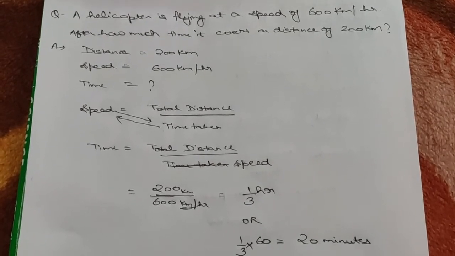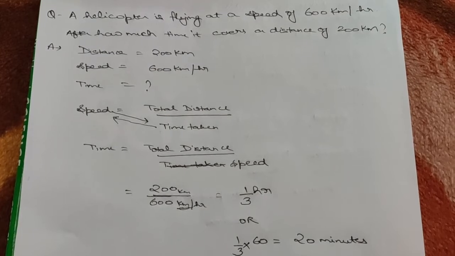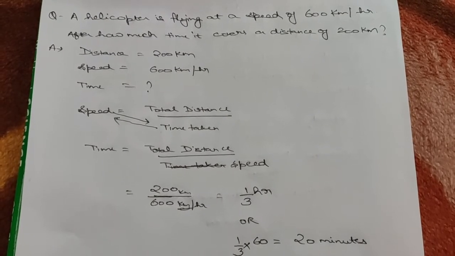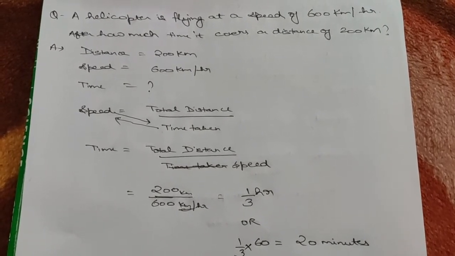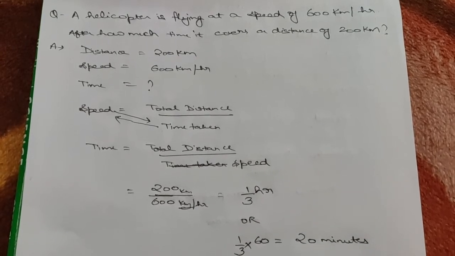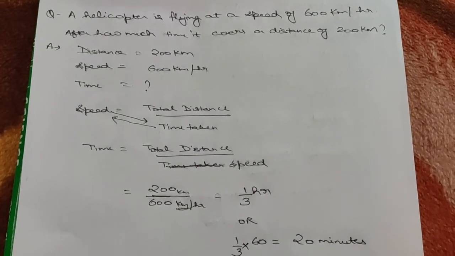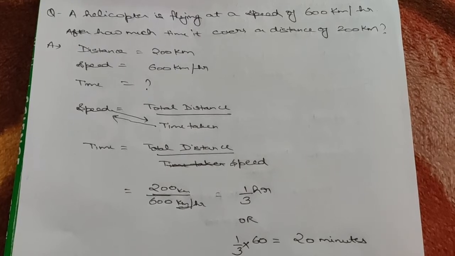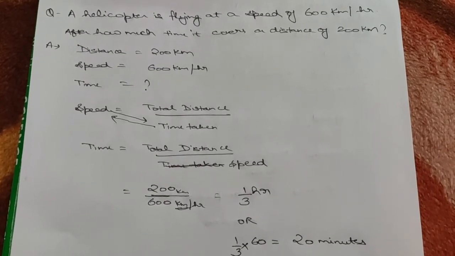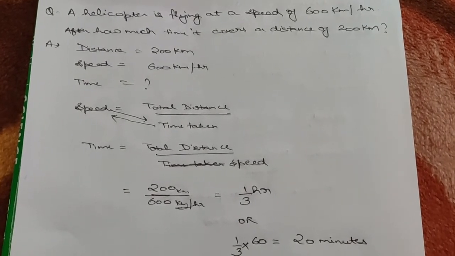That's what we do. The shifting, as you have learned in maths, LHS to RHS: plus becomes minus, minus becomes plus, multiply becomes divide, and divide becomes multiply, the same thing. So the new formula becomes time is equal to total distance divided by speed. Nothing, we have just transposed speed and time taken with each other.